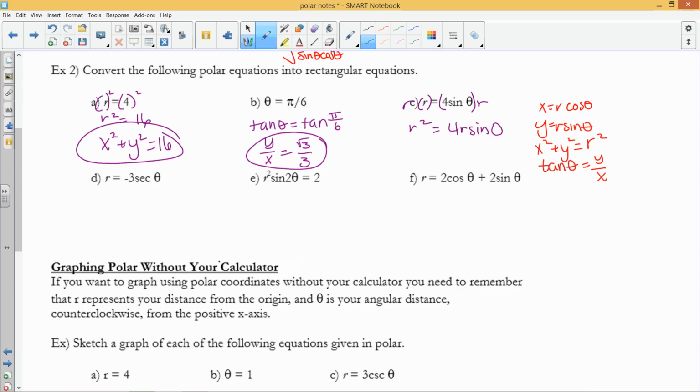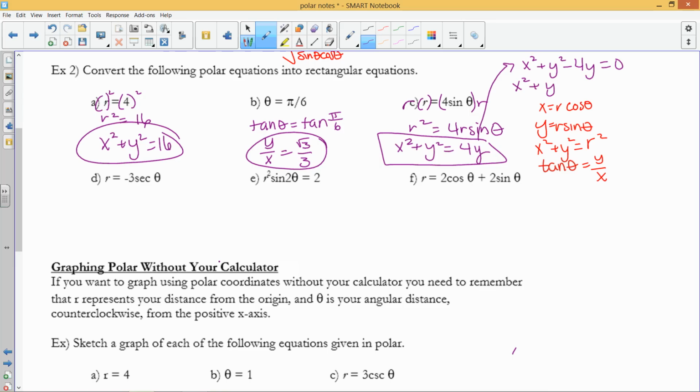Sorry about that. So, r squared equals 4r sine theta. We're converting to rectangular. So if I convert to rectangular, r squared becomes x squared plus y squared. 4r sine theta becomes 4y. Now, that's already in rectangular form, but one of the things you could do with this, it's not mandatory, is you could write this as x squared plus y squared minus 4y equals 0.